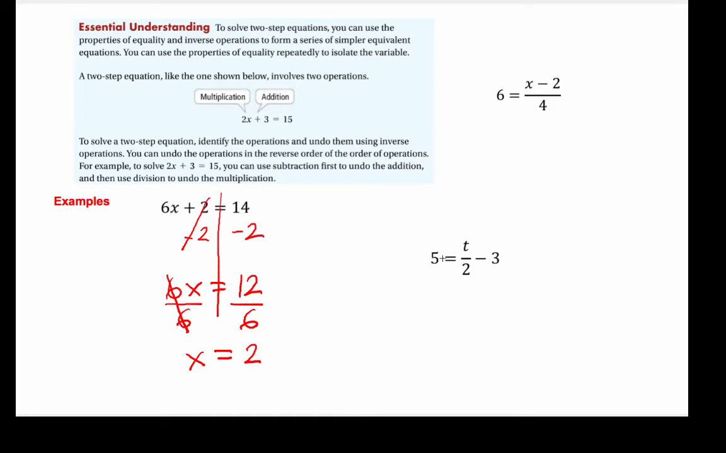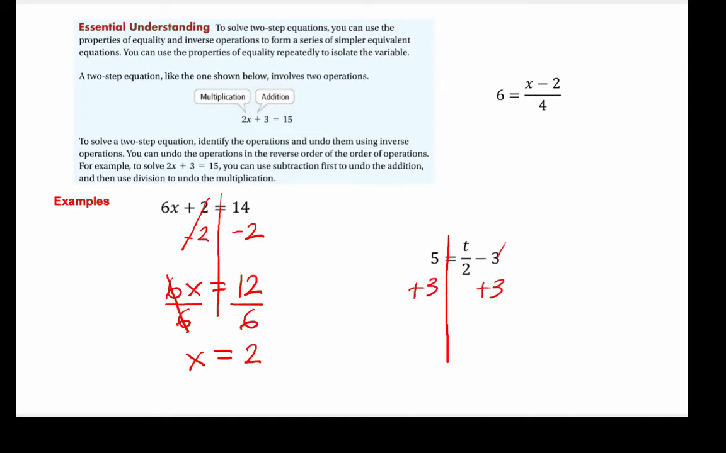Alright, let's solve this one. 5 equals t divided by 2 minus 3. And again, we'll go ahead and draw a line down here to divide our workspace into two parts or two halves. Here's our variable. Our variable is being divided by 2, and then we're subtracting 3 from that. So we will go ahead and add our 3 first. Add 3 to both sides.